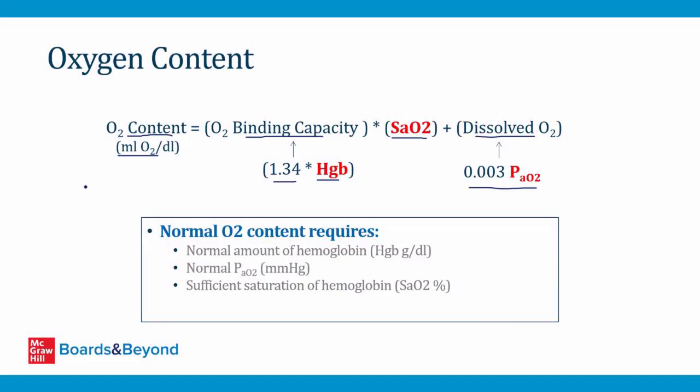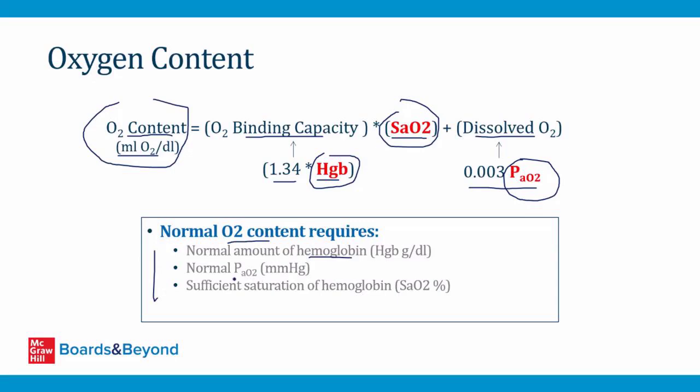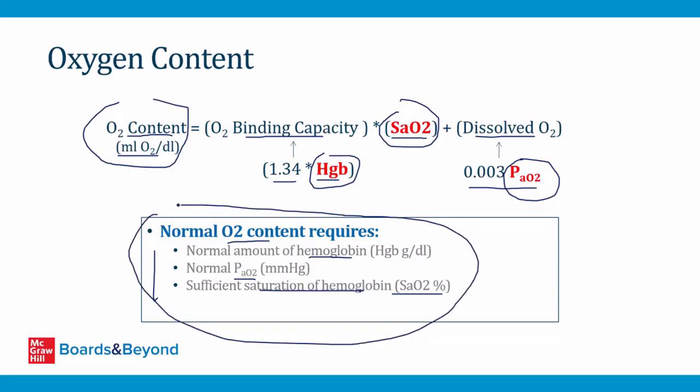Now, having shown you this equation, it's very unlikely they're going to ask you to actually calculate a number for oxygen content on your exams, but they are going to want you to understand the three elements that determine the oxygen content. And those are the three things I've bolded in red here. They are the hemoglobin concentration, the percent saturation of hemoglobin with oxygen, which is the SaO2, and then finally the PaO2. A normal oxygen content of blood requires these three things: normal amount of hemoglobin, normal PaO2, and sufficient saturation of hemoglobin, meaning the SaO2. These are the high yield things to know about this equation.